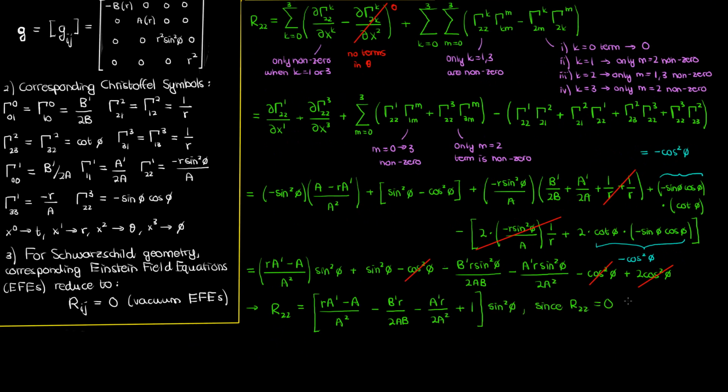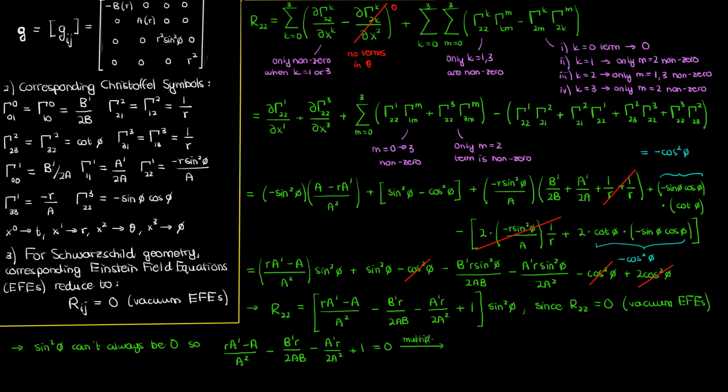Again, this has to equal 0 based on the vacuum Einstein field equations. Now the sine squared phi term can't always be 0. This whole equation has to be valid for all locations in the spacetime surrounding the spherical mass, so the only possibility is if the term in the brackets is always 0. We'll then multiply this equation using the term in the brackets by 2a squared b to get the following, and then I'll call this equation 2.